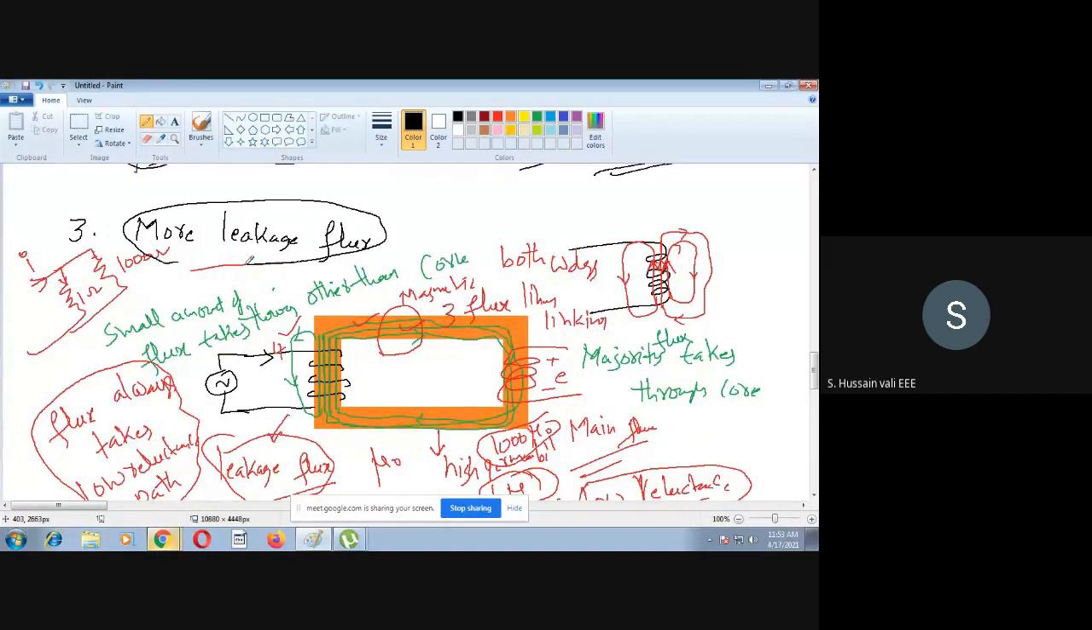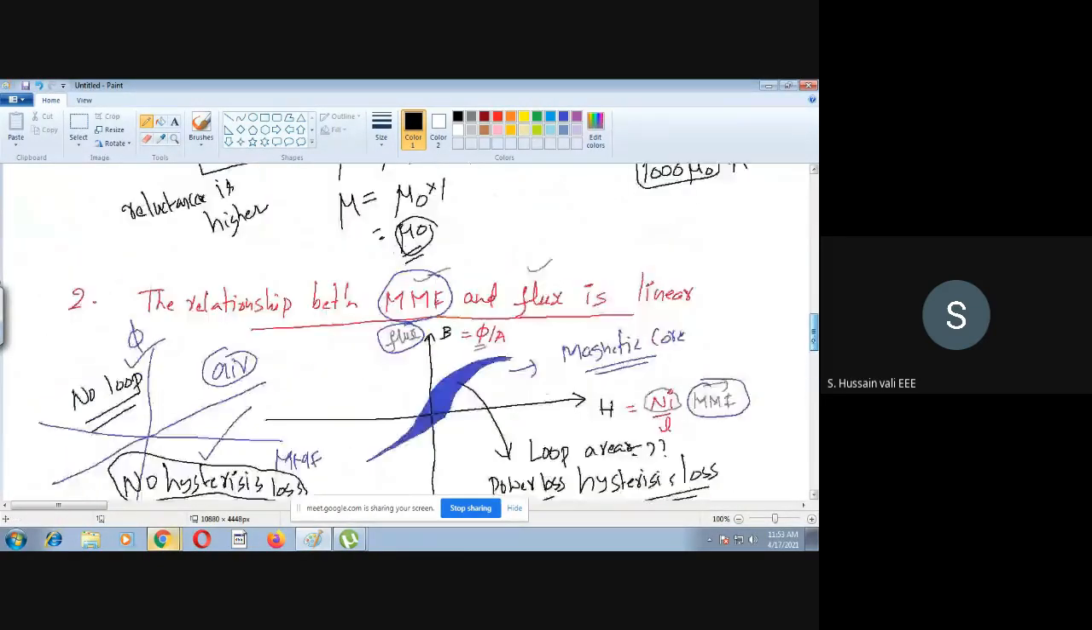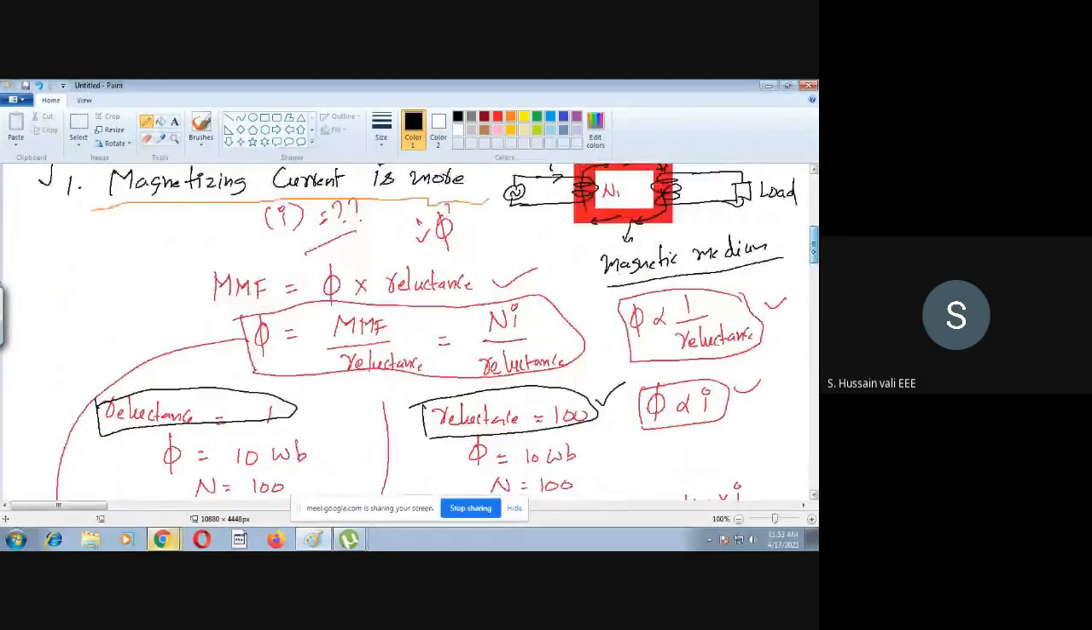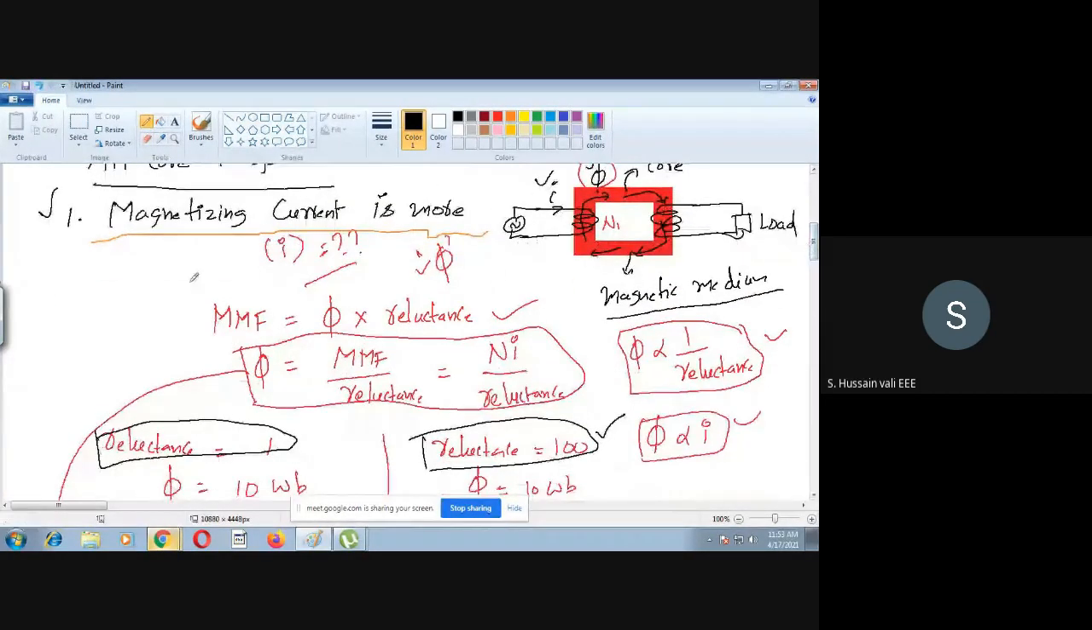Okay, so now coming to the case of magnetic core. Say for example, if the core is a magnetic core other than air, just now I told you that the majority of flux will travel like this. Let's just repeat all these things. First point: magnetising current is more in case of the air core transformer, whereas the magnetising current is less in case of the transformers in which you have the magnetic core other than air.